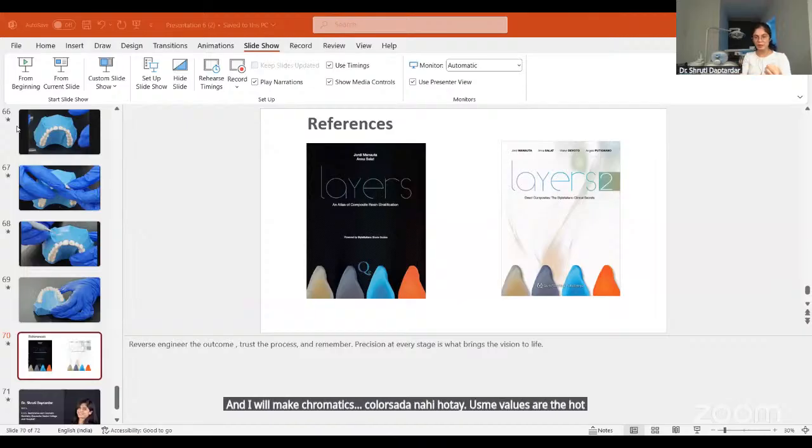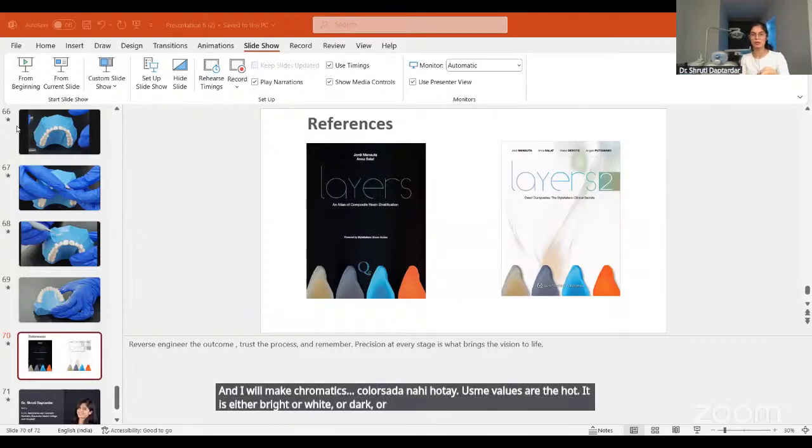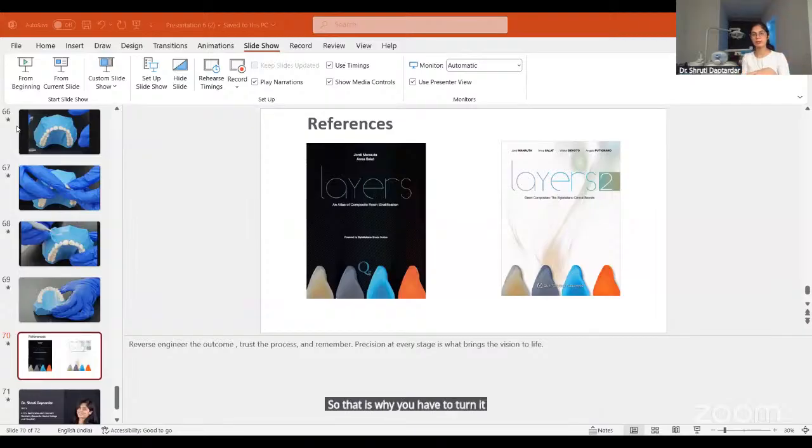It is either bright and white, or dark and gray. So that is why you have to turn it into black and white and check that.